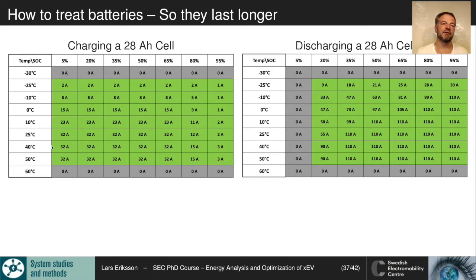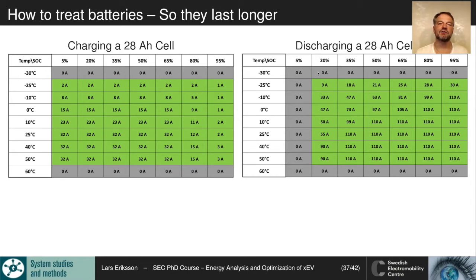And then we have the temperature aspect. If it's too high, we're not allowed to do anything with the battery to avoid having an explosion. The same thing when we go down here in temperature, we see that it's colder and colder. Then we have to reduce the charging. So we cannot charge with a lot of current if it's cold. And especially at really low temperature, we are not allowed to charge anything at all.